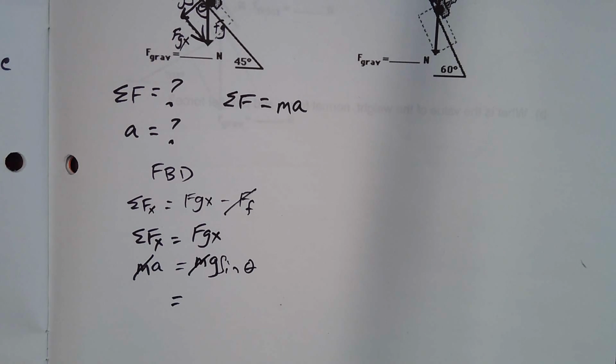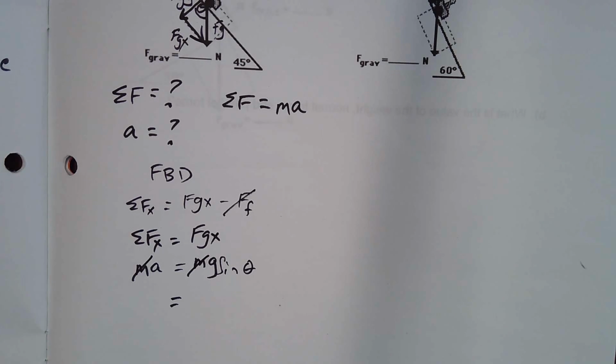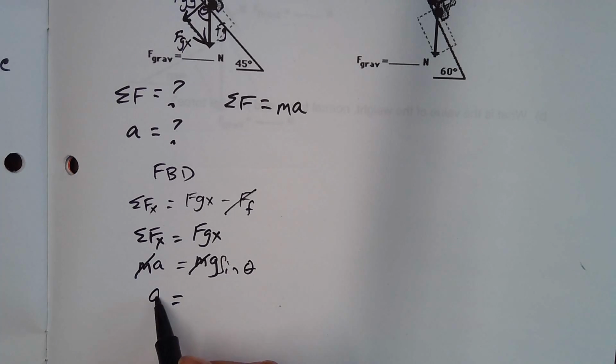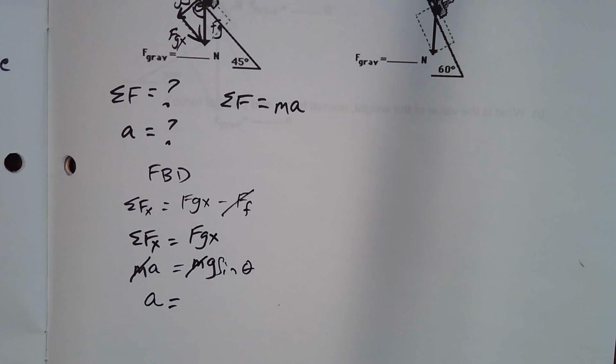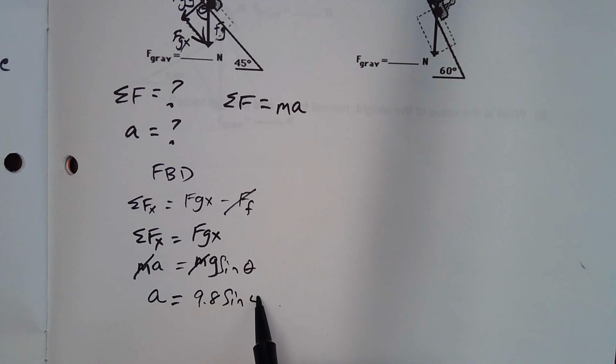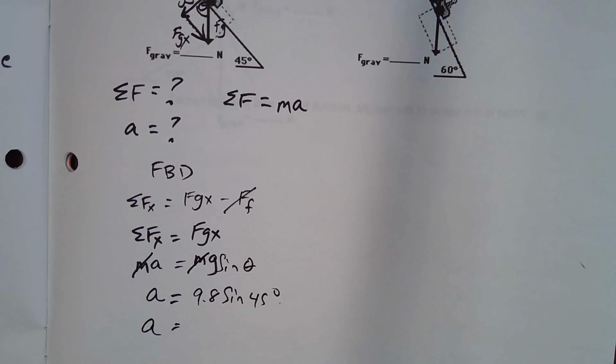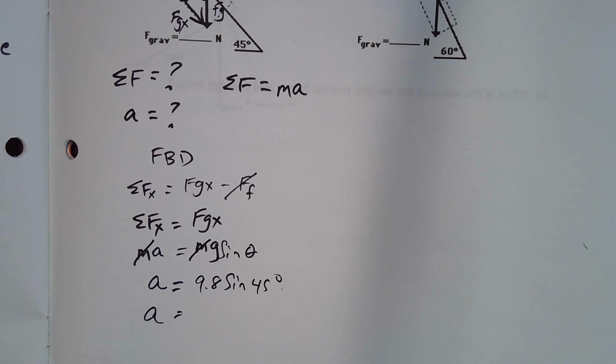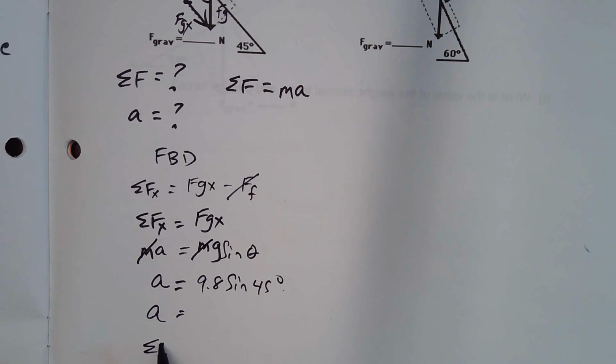Just because I ask you to find the net force and acceleration does not mean you need to do that in that order. Here I actually need to find the acceleration first. So now you've got 9.8 sine of 45, and that's going to give you the acceleration. Then you can go back and find the net force. Somebody want to give me that number? 6.93? Yeah, 6.93 meters per second squared.